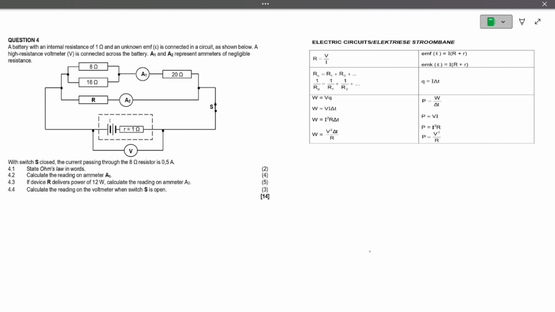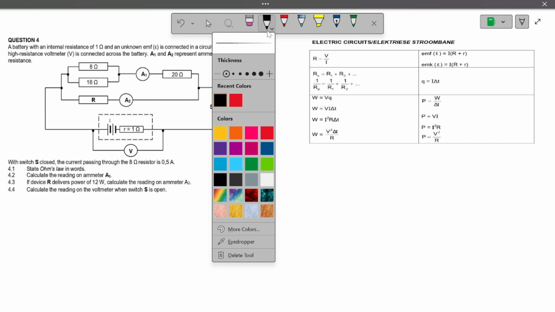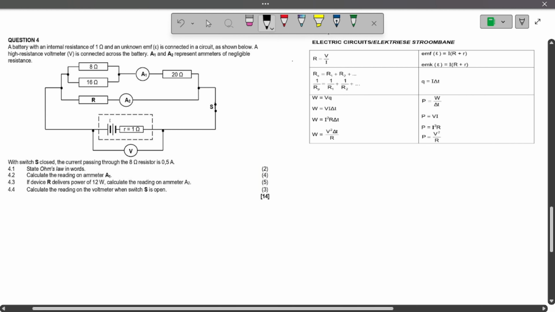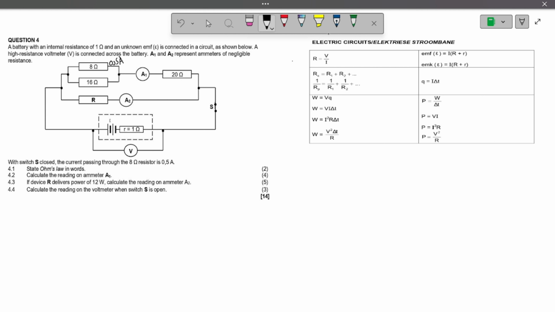And then you see that as shown below, a high resistance voltmeter is connected across the battery, and A1 and A2 represent ammeters with negligible resistance, and switch S is closed, and the current passing through the 8 ohm resistor is 0.5. So let's just fill in 0.5 there before we continue. This is the current we are told, 0.5 amperes.